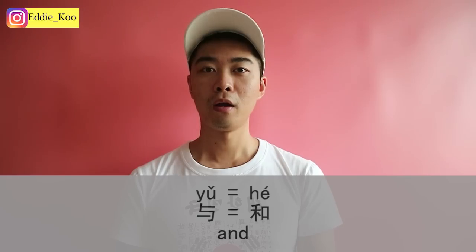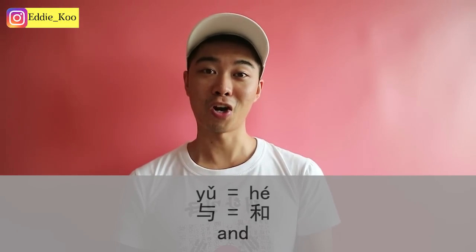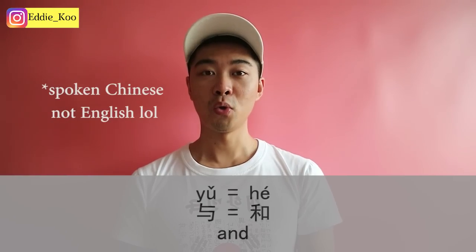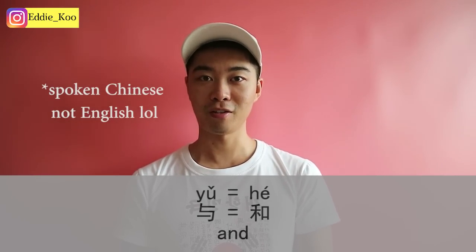Oh, one thing I forgot to mention. Just now I taught you 和, which means and, works like a connector, right? However, there's another way to translate it. You can say 与. Basically, 与 and 和 are the same thing, but 和 is more like spoken English. 与 is more like when you write an article or a composition.